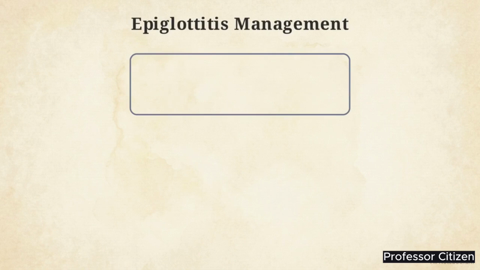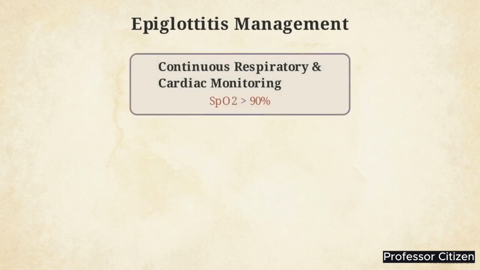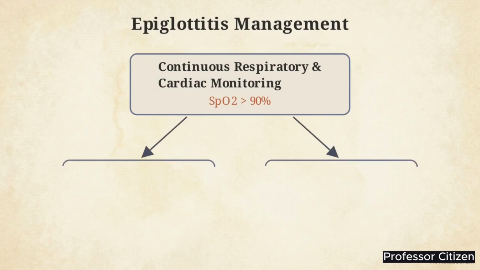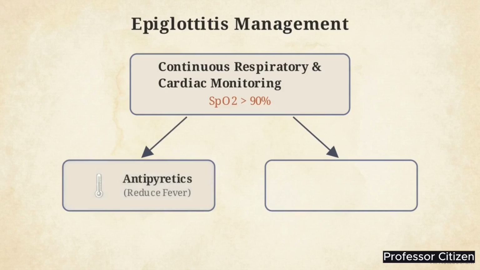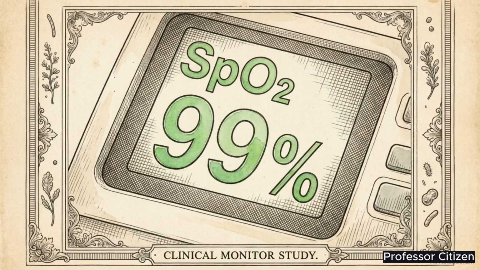On this flowchart, the baseline medical requirement illuminates first: continuous respiratory and cardiac monitoring, tracking SpO2 levels. From there, we move to initial supportive medications, antipyretics for fever, and mild sedation to reduce anxiety. For respiratory management, initiate supplemental oxygen therapy to keep the SpO2 strictly above 90%.